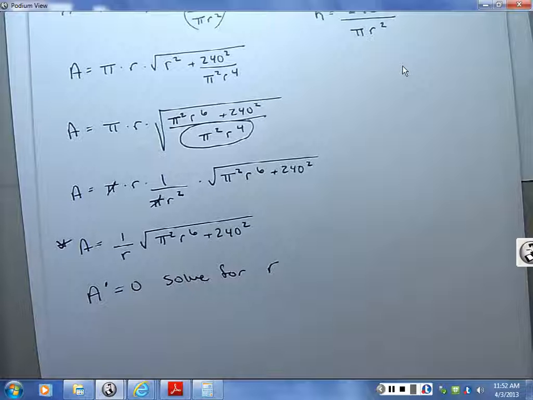Question? Where's the pi squared R to the 6 come from? Oh, you multiply, okay. Yeah. Because everything's squared. Yeah.